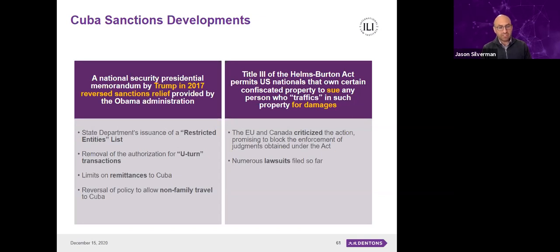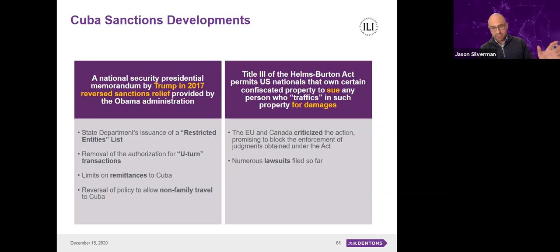It's politically sensitive. There's a sense that the Biden administration could restore some of the general licenses. The ones that I've seen identified as most likely are for remittances and air travel. But I think it's generally considered unlikely that there's going to be a return to the Obama administration level of permissiveness with regard to travel.